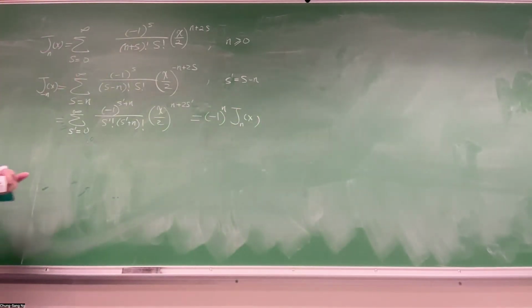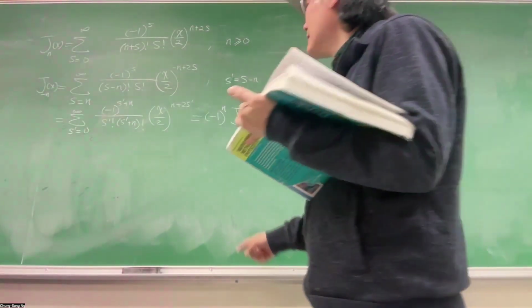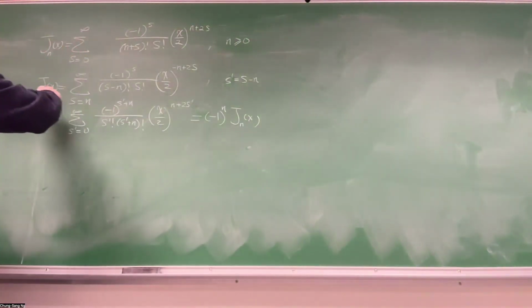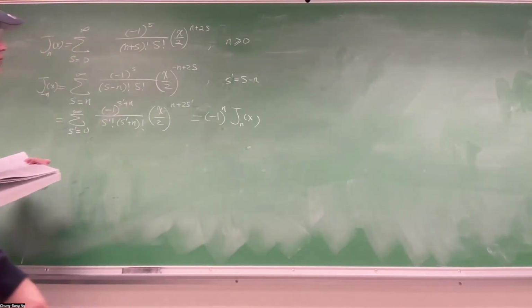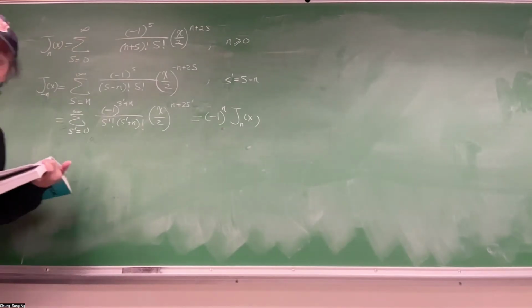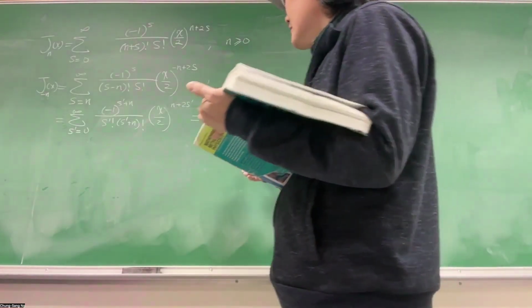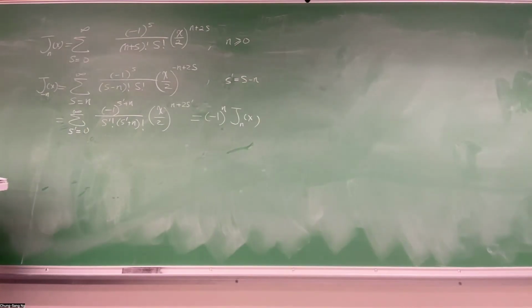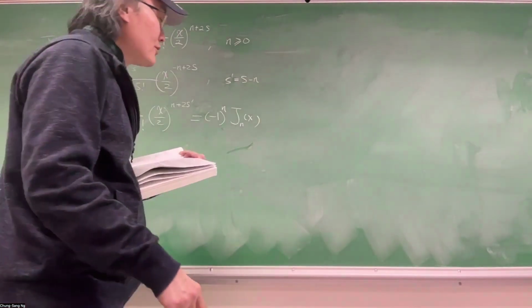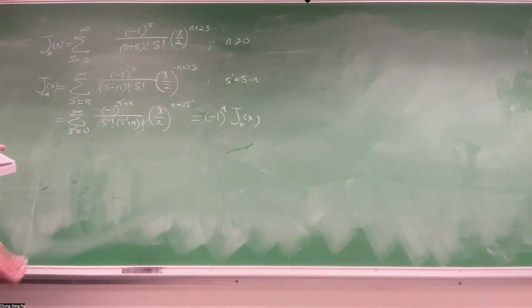Okay, and so this shows that J minus n is proportional to J sub n, so they are not independent. They are proportional to each other, so they're not linearly independent. And so later on, we need to find another solution of the Bessel function for integer order, and that is called the Neumann function. We'll define that later.